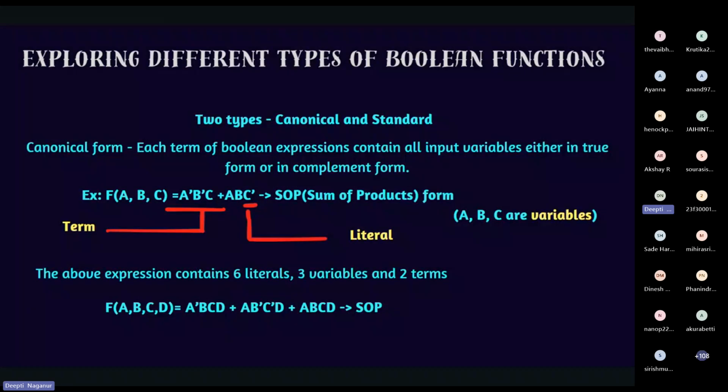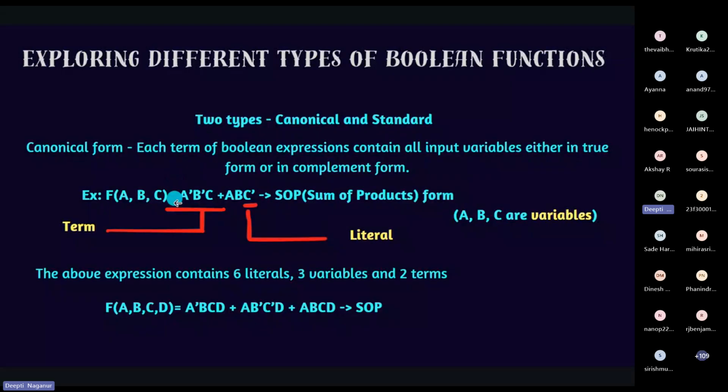That is exploring different types of Boolean functions. So Boolean functions are broadly divided into two types, that is canonical and standard. So what is canonical form? Each term of a Boolean expression contains all input variables either in true form or in complement form. So in your Q&A section, somebody sent me an equation of two terms, each term having x, y, z, right? So that was the canonical form.